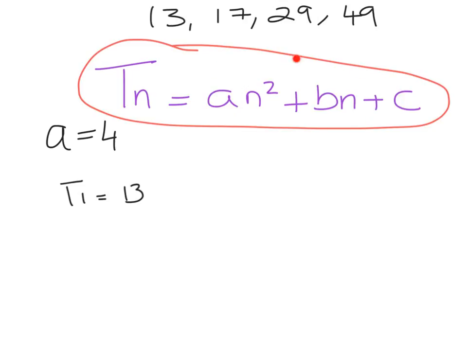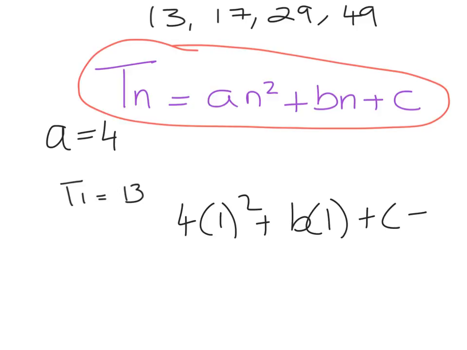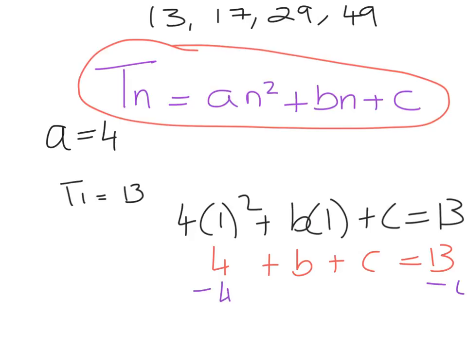this equation here would be equal to 13. Now knowing that a is equal to 4, I'm going to write that down: 4 times term 1 squared plus b times term 1 plus c would give me 13. If I do a little bit of working out, 1 squared is 1, times 4 gives me 4, so 4 plus b plus c equals 13. Then I'm going to do a little bit of tidying up: minus 4, minus 4.